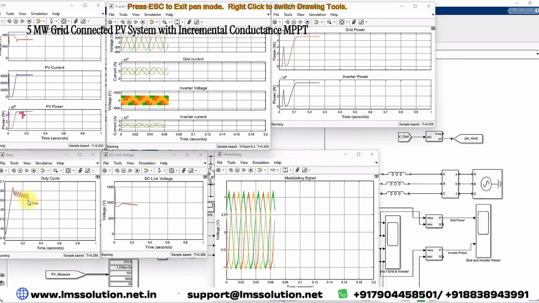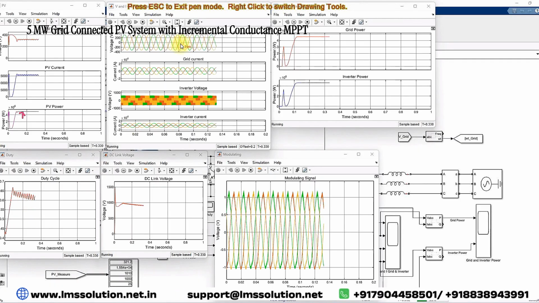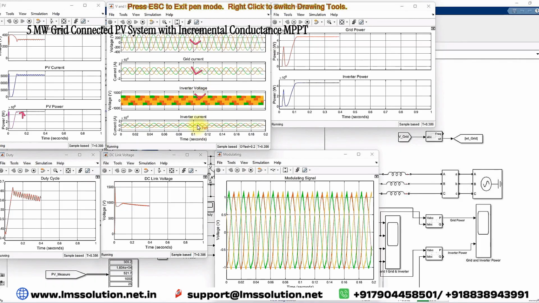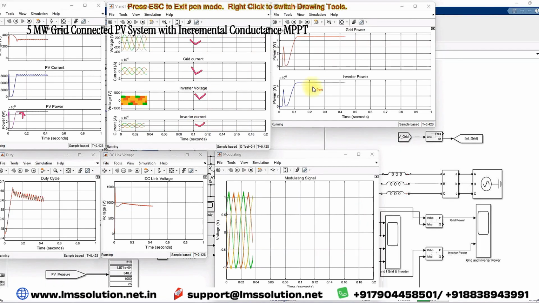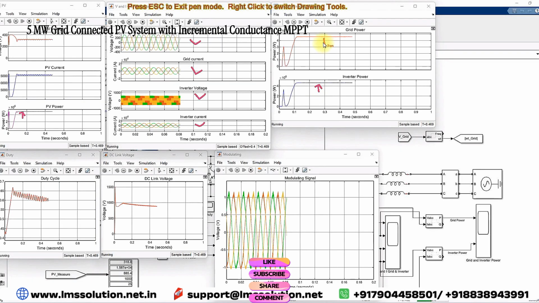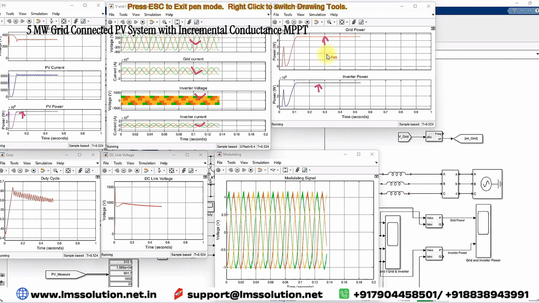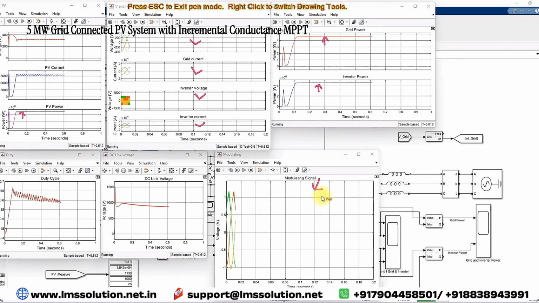This is the duty cycle variation from the incremental conductance MPPT. And then this is the grid voltage and the grid current. This is the inverter voltage. This is the inverter current. Here you can see that the power from the PV is around 5 megawatt and the grid is receiving power of around 4.8 megawatt. So this is a control signal from the inverse power transformation, that means from the voltage and current control of the inverter. And then here you see that the DC link voltage is maintained at 800 volt.